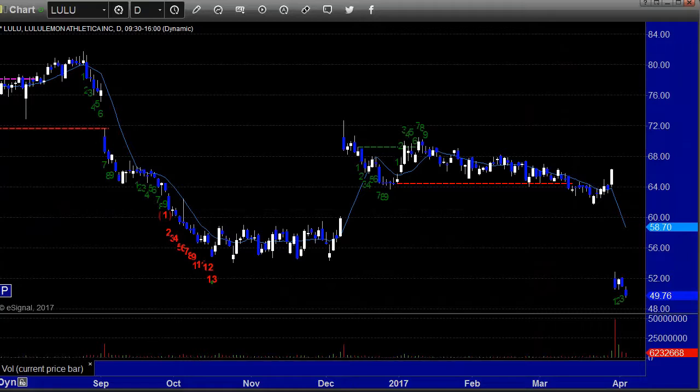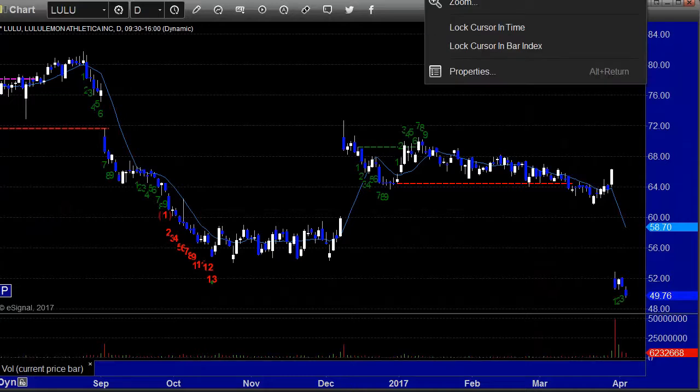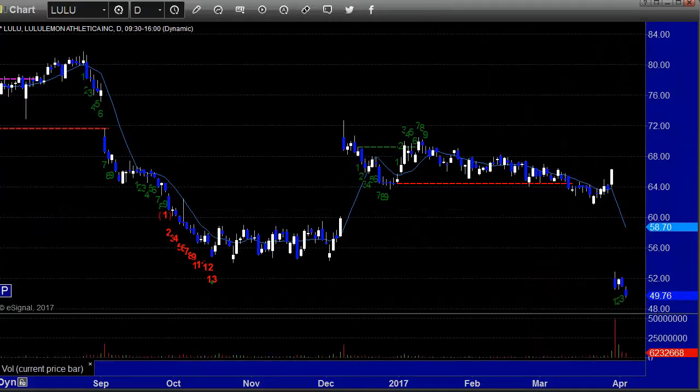Lululemon. Look at the buy signal on this one, way back in October. And by the way, there are two ways to look at this tool. It's got a couple of different settings, and they're both just as accurate. One just gives you a slightly different result based on how you do the bar counts.